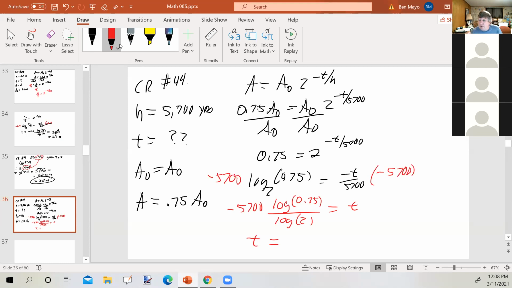Now, be careful, because some of these problems ask you for an exact answer, and some ask you to round. This one says round your answer to the nearest 100 years. I've noticed people forgetting to round appropriately, so make sure you read the directions. Negative 5,700 log of 0.75, close it up, divided by log of 2, close it up. And I'm getting 2,365.713746. Rounding to the nearest 100 years, the 6 would round up, so it would be 2,400 years.